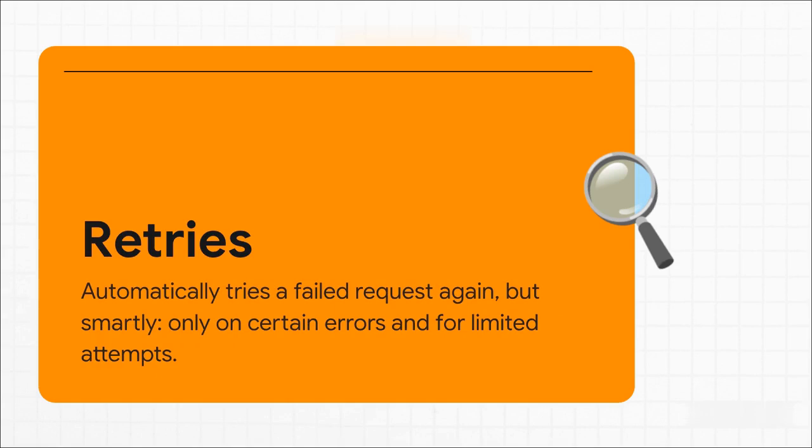Okay, next up in the toolkit, retries. Sometimes things just fail for a second. A network hiccup, a temporary glitch. A retry tries the failed request again. But the key here is that the service mesh does this smartly. This isn't just a dumb loop. You can configure it to only retry on certain kinds of errors, like a 503 service unavailable, and, really important, to only try a limited number of times.